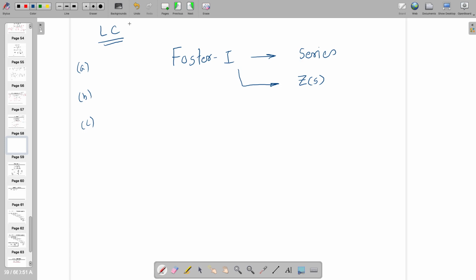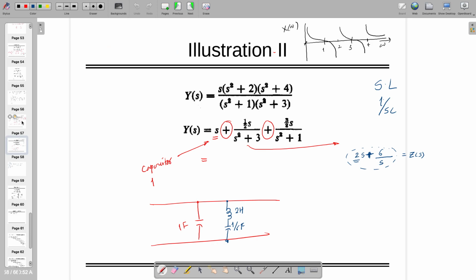The first element will be either inductor or capacitor. That will be decided by LC or CL, but both are the same. So first, all the poles and zeros have to be in the left half plane and they have to be simple. When I am saying simple, they have to be on the j omega axis. They have to be interlaced. And the third one, even by odd or odd by even entries has to be there. Right? Interlaced.